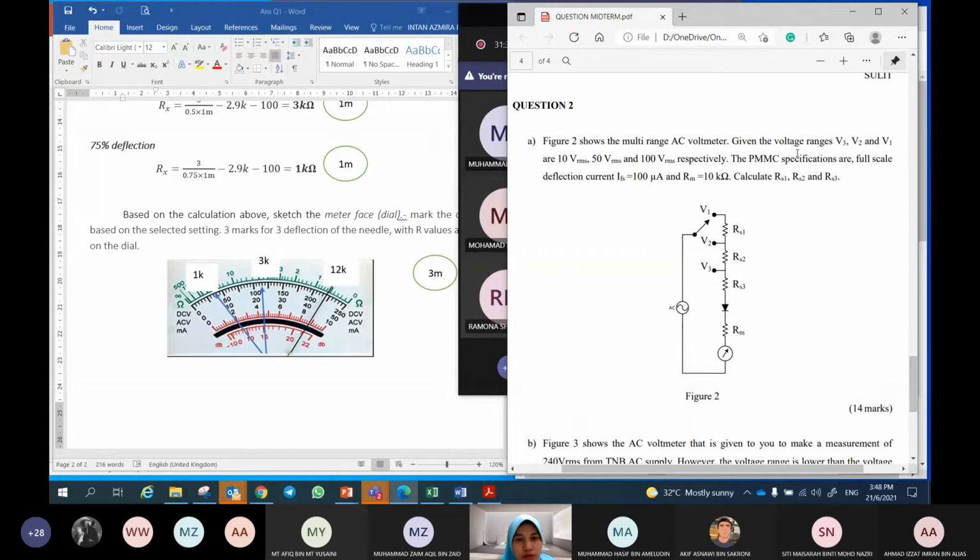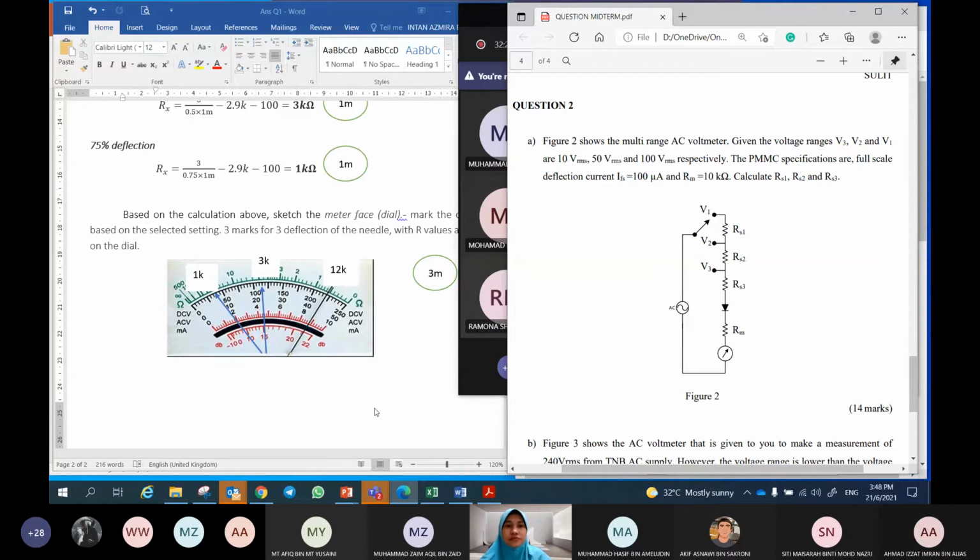Okay, so when we tap this point, selector to V3, the V3 is 10V RMS. Here at V2, 50V, and at V1, it is 100V RMS respectively. The PMC spec full scale deflection current 100 microamps and RM is 10 kilo ohm. Calculate RS1, RS2, and RS3. Okay, series resistance for 1, 2, and 3.